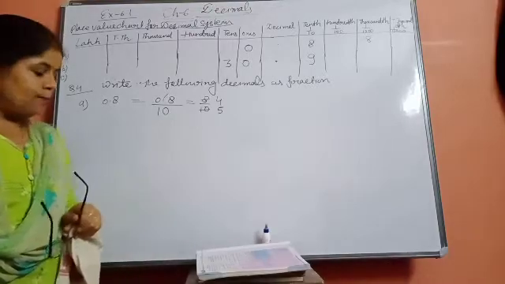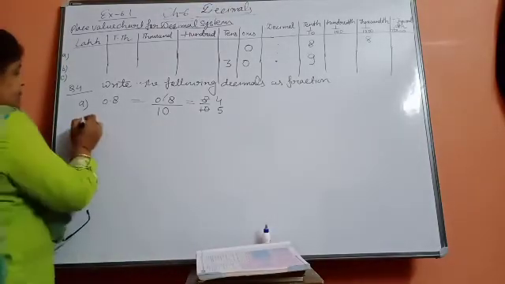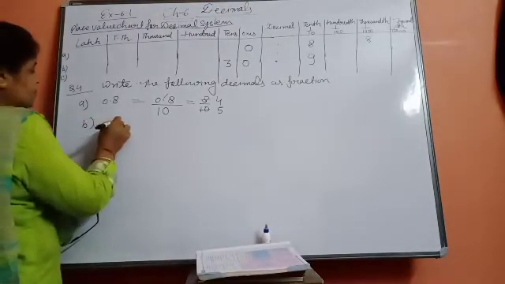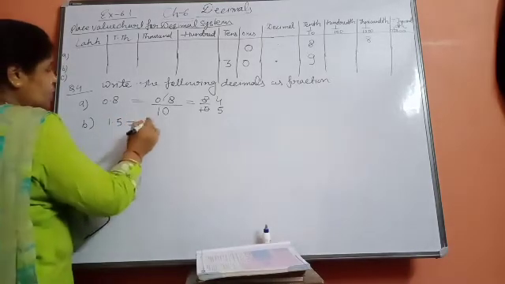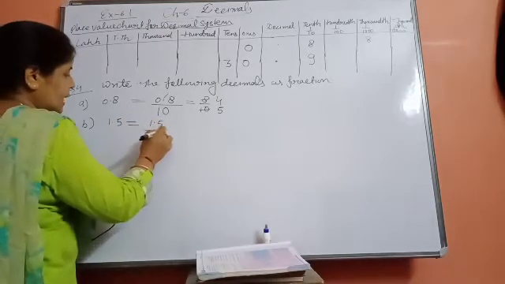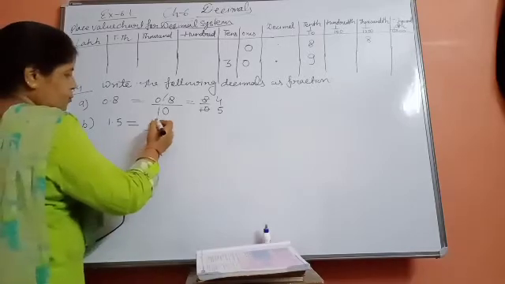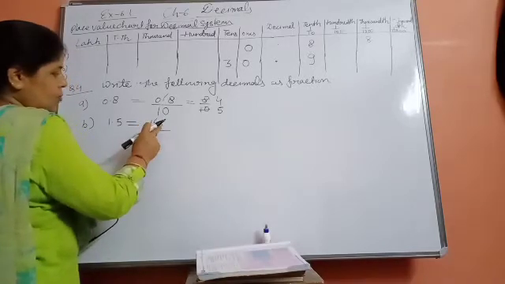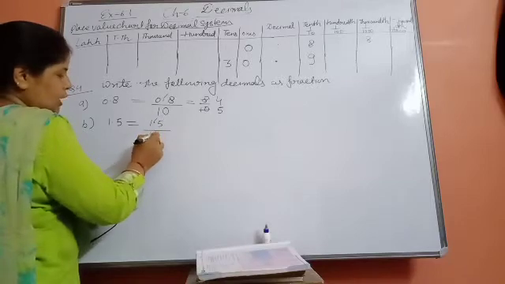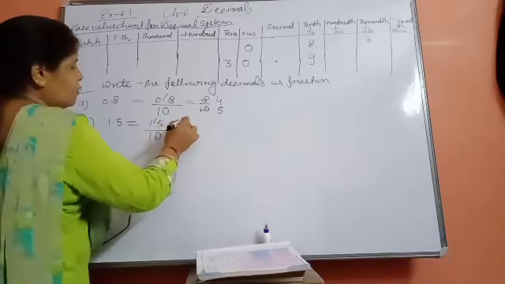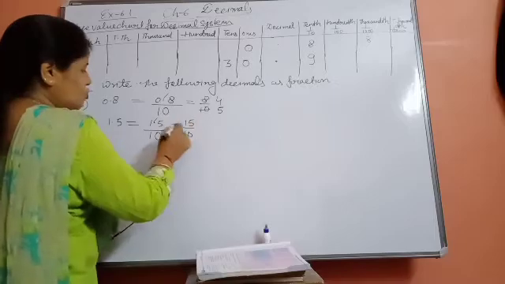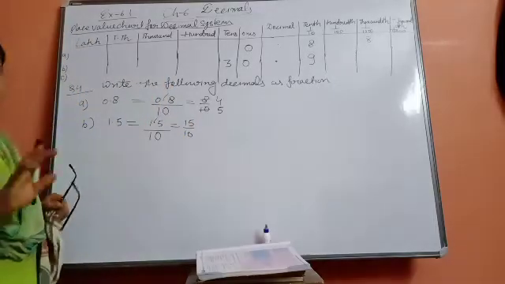See that one more part I am going to do, that is B part. 1.5 is there. Okay, so how will we do? First you will write 1.5, then you would just write 1 in the denominator, then remove this decimal. After decimal, how many digits are there? 1. So increase 1 zero here. So what will it become now? 15 upon 10. So decimal we have removed now.